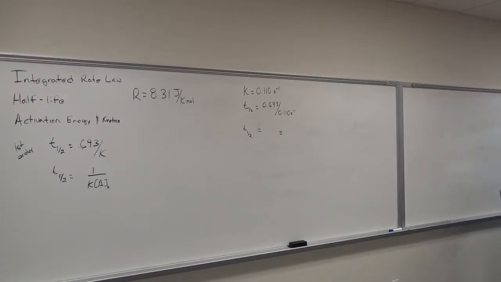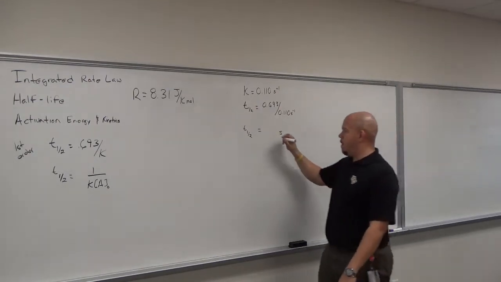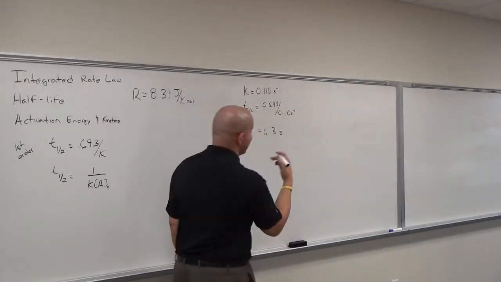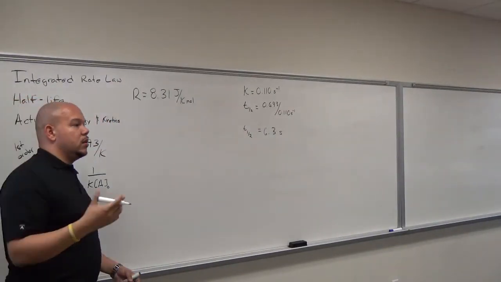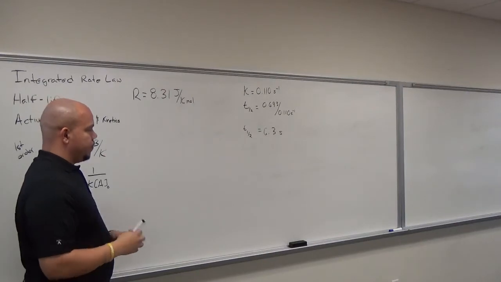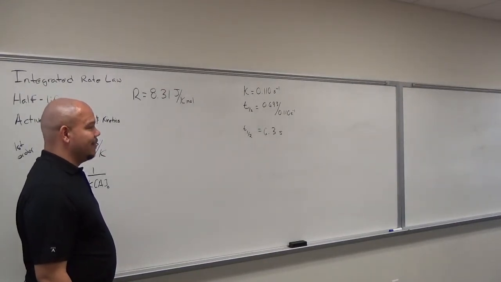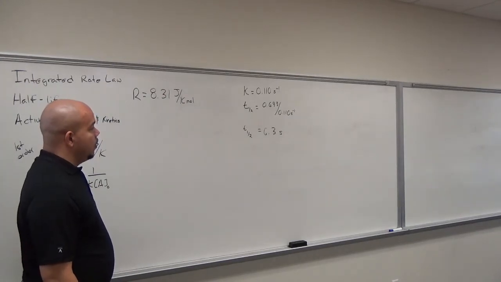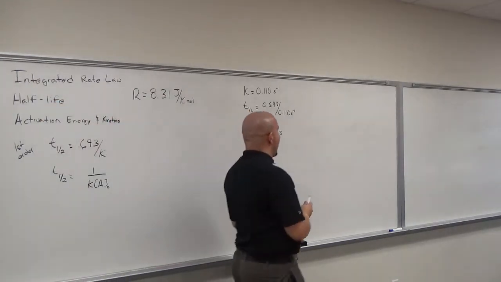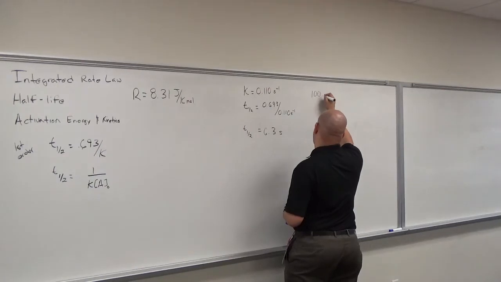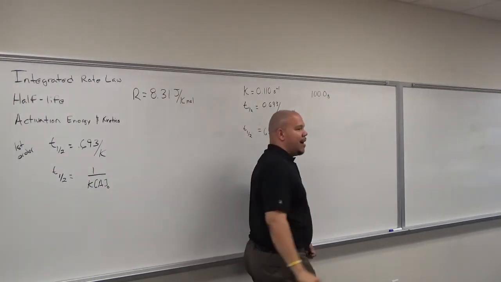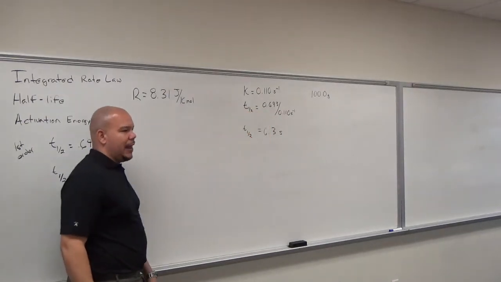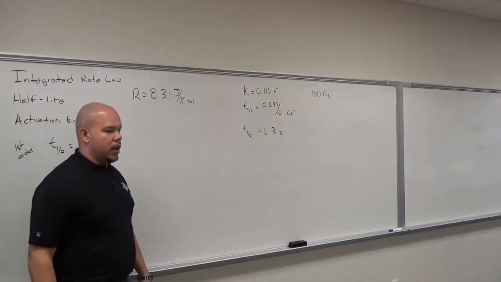Answer 6.3. So it takes 6.3 seconds to use up about half of your concentration. Expect to see one like that. The better question is then the second part of the question: if you had 100 grams, how much do you have left when it goes through 6 half-lives?